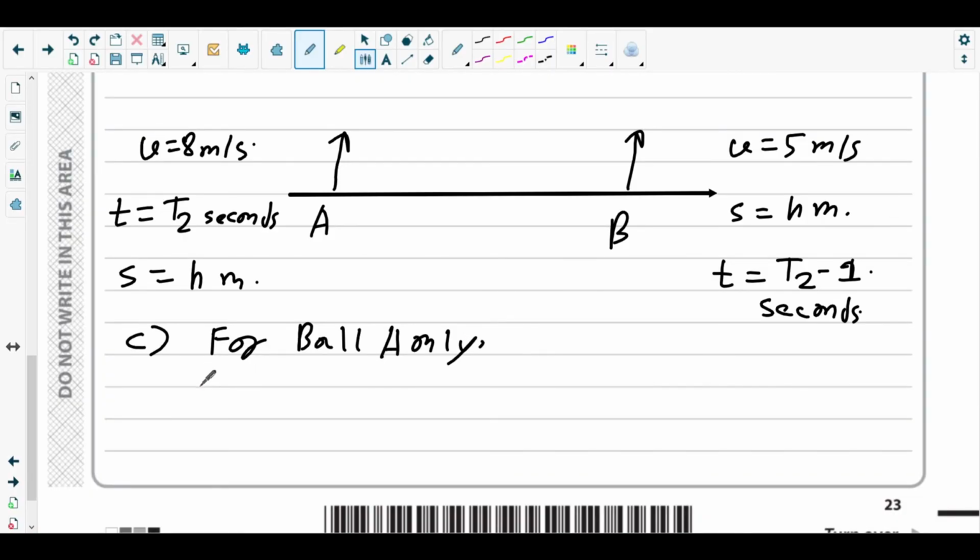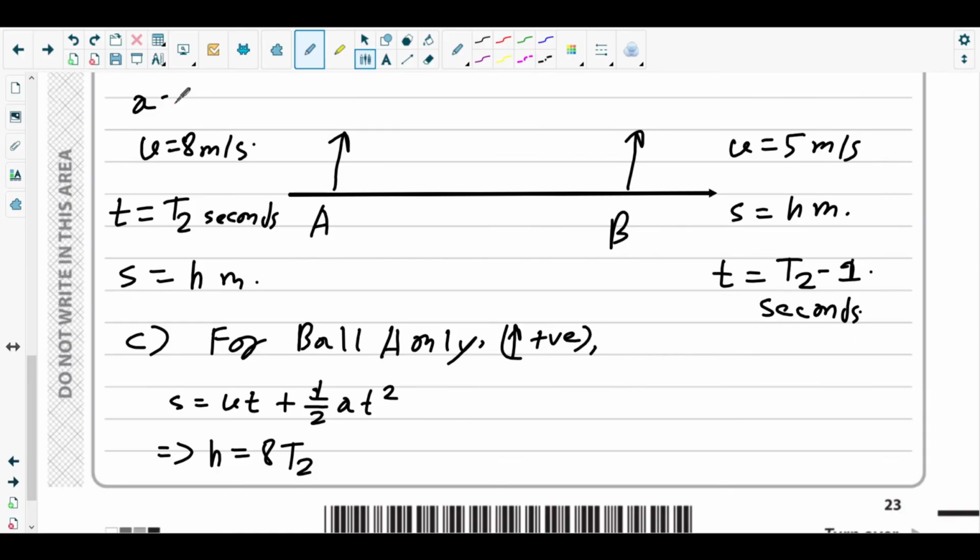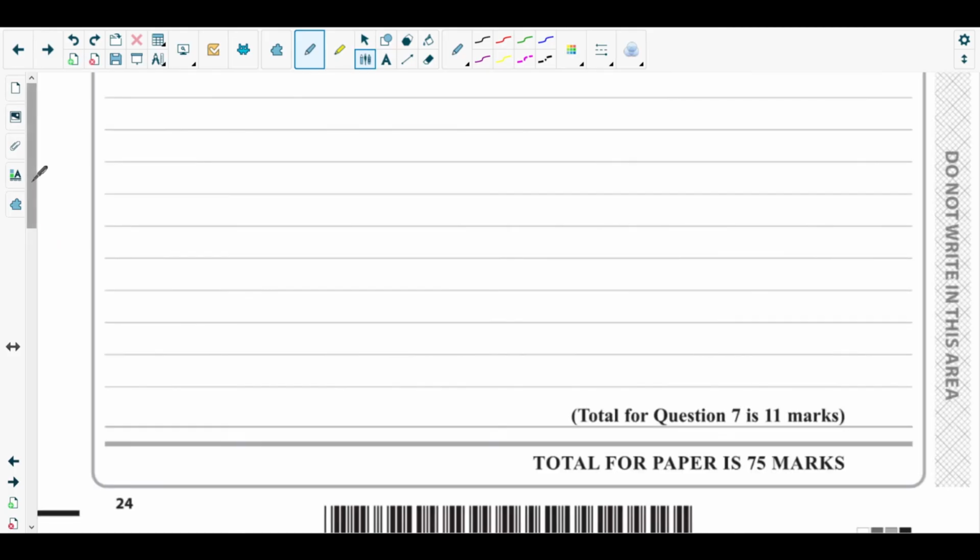So using this fact, we will form two equations, first for ball A only. What you will get? S equals ut plus half of at squared. We will use this equation. So for ball A, what can we write? H equals, we are taking upward as positive, H equals ut, initial velocity is 8 times t2, and acceleration is negative g meter per second squared in both cases. So ut minus half of g t2 squared. This is for ball A only. Next we will consider ball B.